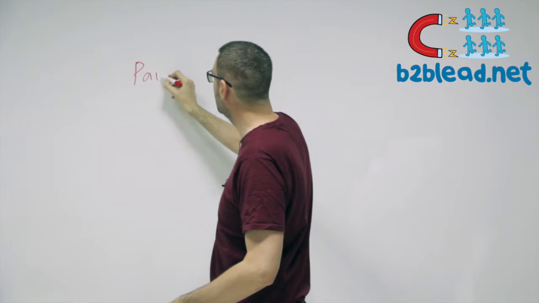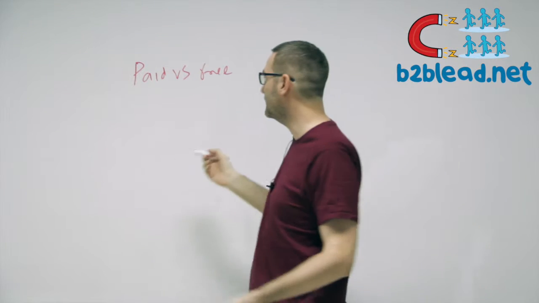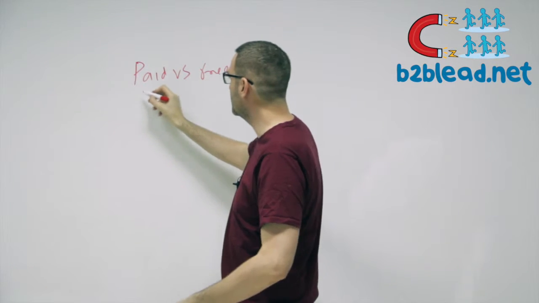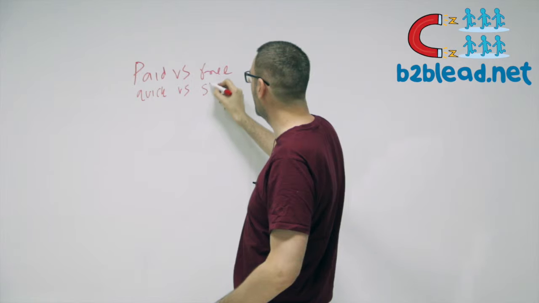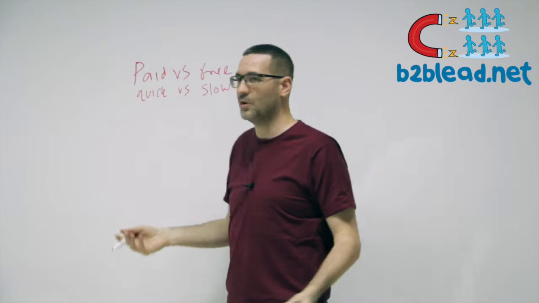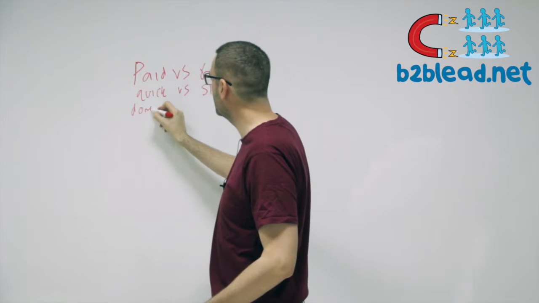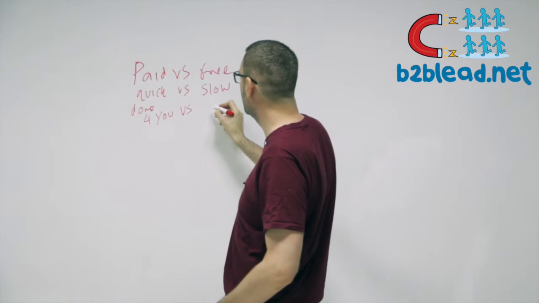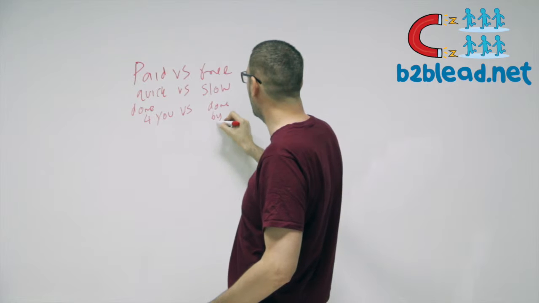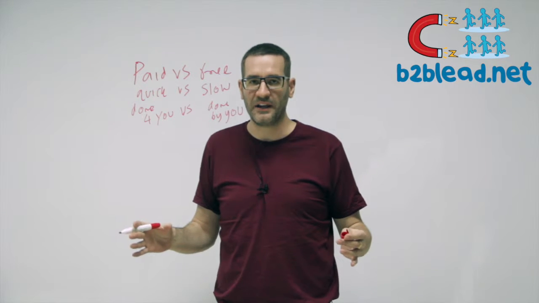You've got paid versus free, which is basically quick versus slow, or done for you versus done by you. Okay, so that pretty much explains itself anyway.